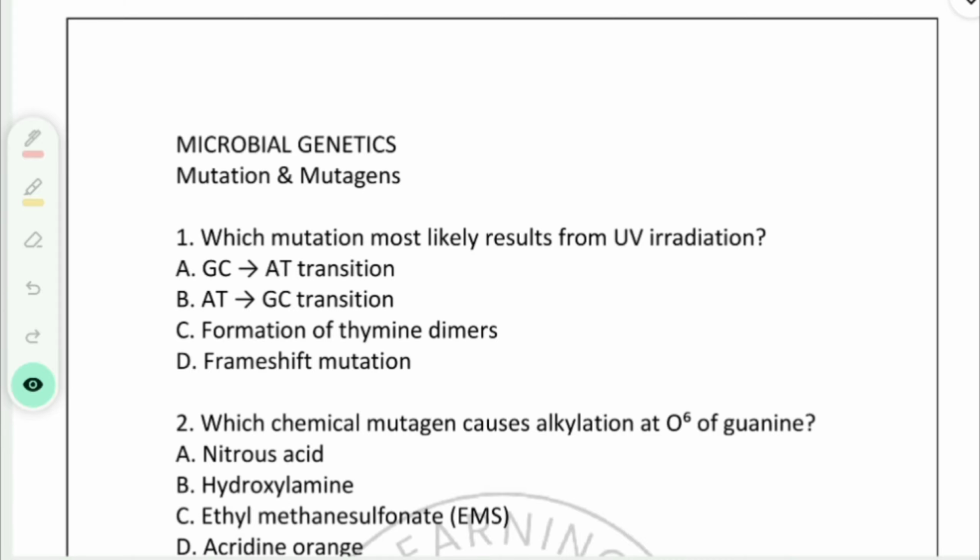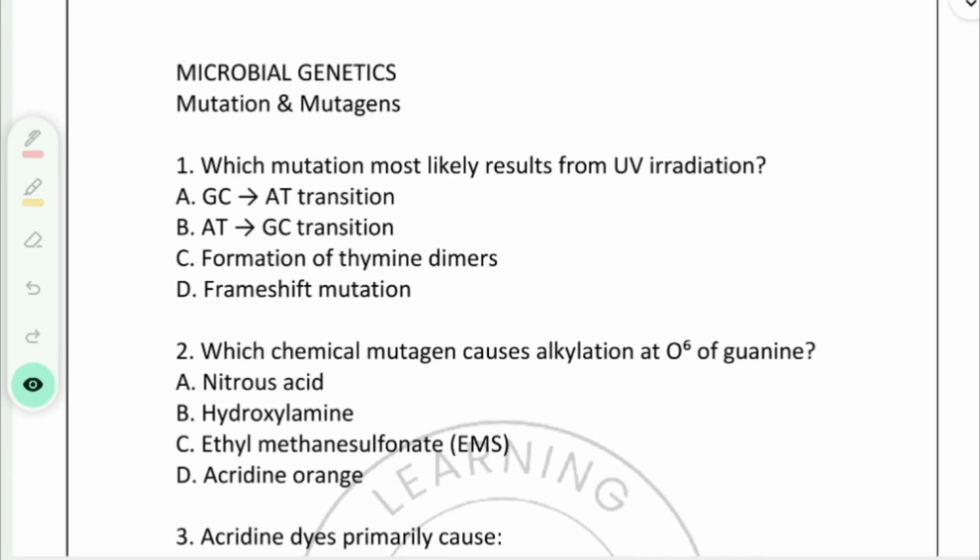So now let's start with our topic, that is microbial genetics. And the first question here is, which mutation most likely results from UV irradiation? Options are A, GC to AT transition, B, AT to GC transition, C, formation of thymine dimers, D, frame shift mutation. So the correct answer for this question is option C, that is formation of thymine dimers.